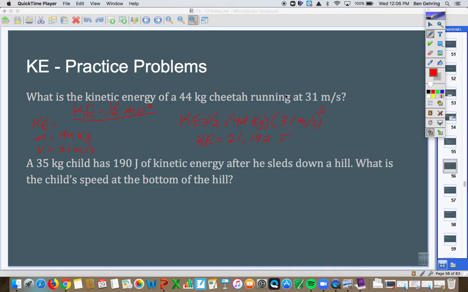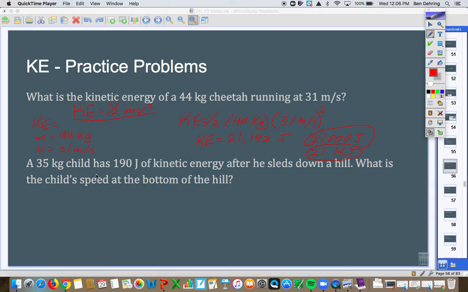Now I have 2 sig figs here and I have 2 sig figs here, so I can make this either 21,000 joules or I can call it 21 kilojoules. Remember, kilo means 1,000. So either one of these answers will work in this example.